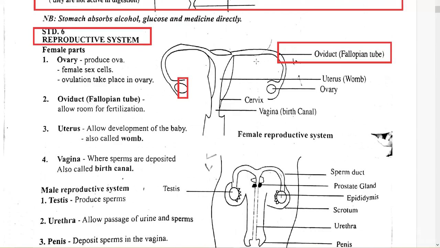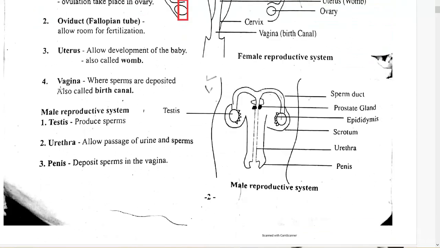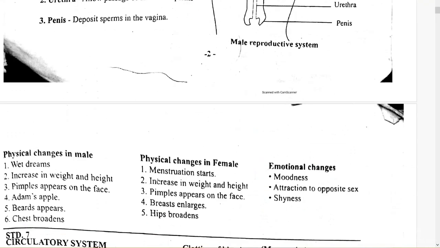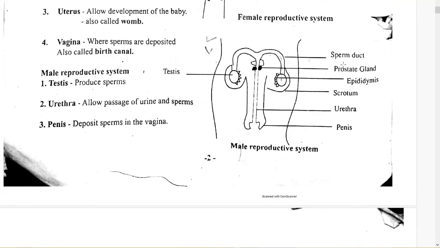Then now we'll look at the male reproductive system. This was the female reproductive system. The male, you should know the testes. These are the testes. They produce sperms. The urethra allows passage of urine and sperms. This is the urethra. And then we have the penis. We have the scrotum. The skin that covers the testes is called the scrotum. Then we have the epididymis. And then the sperm duct, prostate gland. Very good.